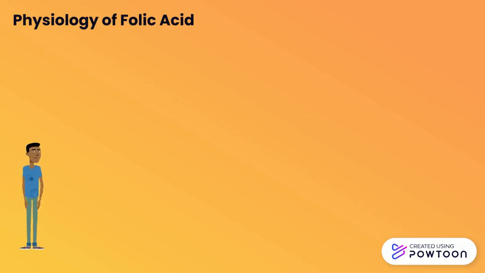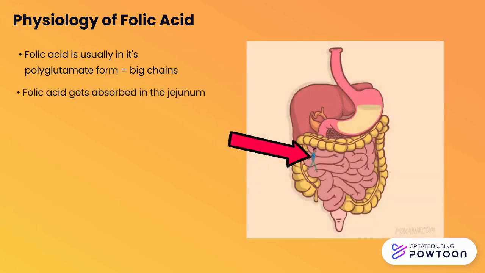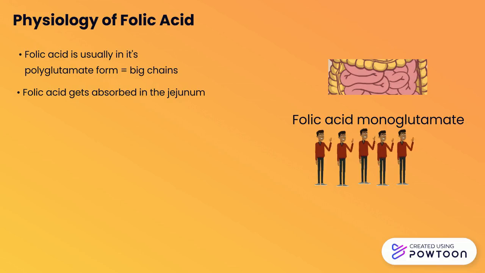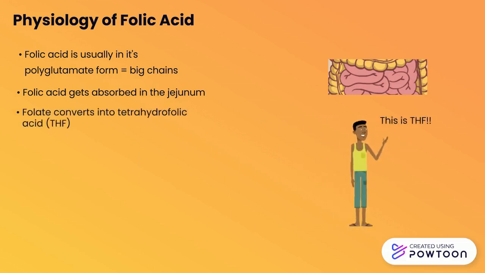Folic acid can be in its polyglutamate form, which are huge chains that go through the GI tract and end up in the jejunum. And then in the jejunum, an enzyme cuts those chains down to create folic acid monoglutamate. And they are later converted to tetrahydrofolate or THF in the jejunal cells.